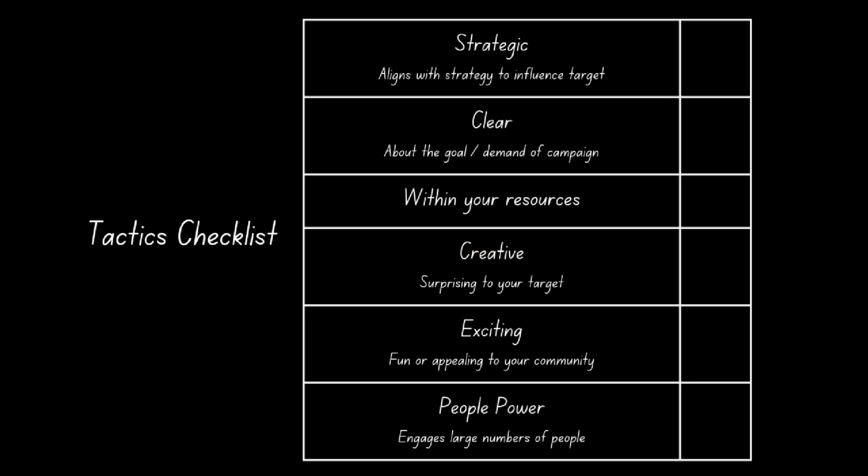If we take another look at the tactics checklist, we can understand why this tactic of causing delays was so effective. This tactic aligned with the overall strategy of influencing local businesses who would then influence the Chamber of Commerce and the city in turn. The tactics were clear about the demand of the campaign, which was neighborhood investments. The tactics were well within the resources of the group because all that was required was people and their time. The tactic was creative and really surprising to the department stores and banks who had no idea what to do about this and had never seen it before.